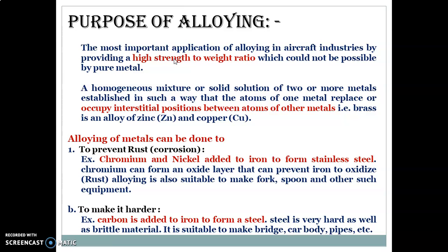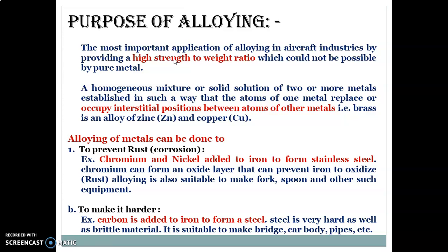Now alloying of metals can be done to prevent rust. Means we'll take the example of chromium. If chromium and nickel are added to iron, then it forms stainless steel, and stainless steel has the property of corrosion resistance. So chromium can form an oxide layer that prevents iron from oxidizing. So added chromium has the advantage that it forms an oxide layer which prevents iron from oxidizing.